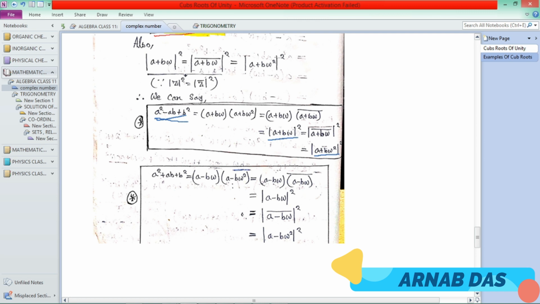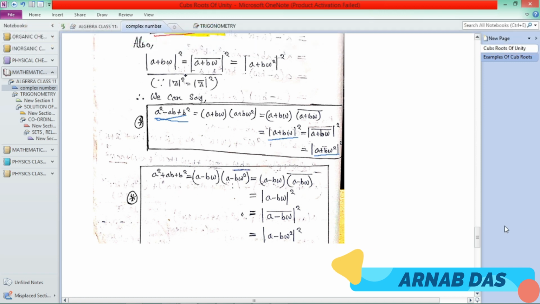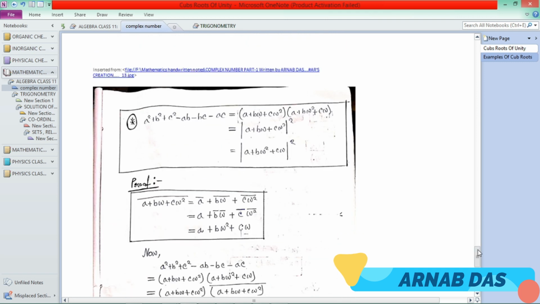So here, if I see the actual summary, a square plus ab plus b square equals a minus b omega into a minus b omega square, and it equals a minus b omega into the bar of a minus b omega, and it equals the whole square of mod of a minus b omega, and it equals the whole square of mod of a minus b omega square. Here you can see this summary.